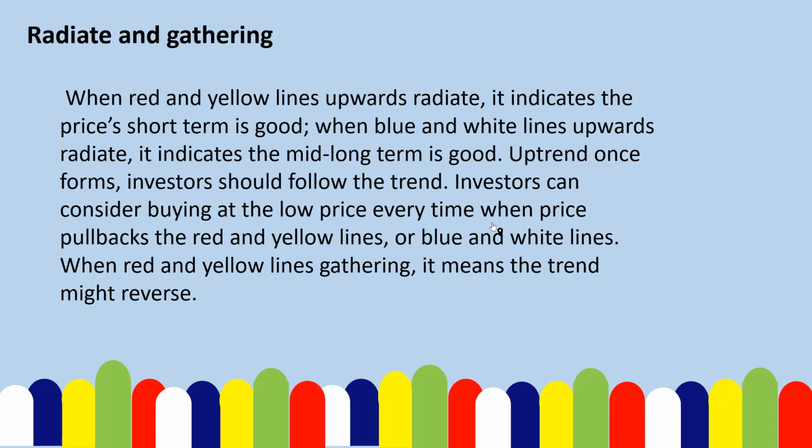When the red line and the yellow lines gather, it means the trend might reverse. Here you should be more cautious. For the downtrend, you can consider to collect the chips. And for the uptrend, it might reverse to downtrend, so you should be more cautious. Maybe you can come out first.